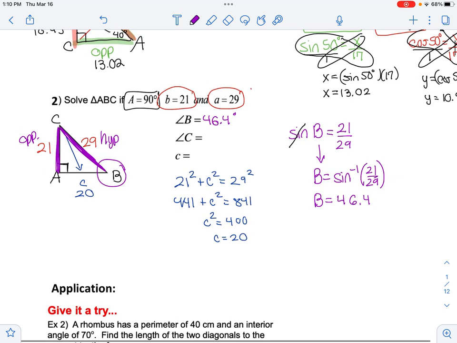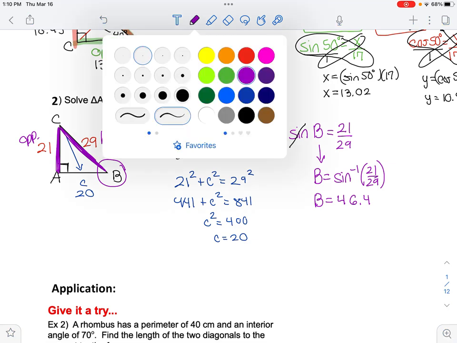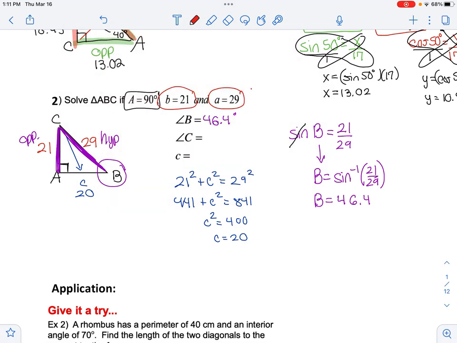Now, the nice thing about this one is with angles, you know that the three angles of a triangle have to add up to 180. You know that angle A is already 90, so these two angles have to add up to 90. So if you just subtract 90 minus that previous angle, you can actually get your missing angle a little bit faster. This one is just 43.6 degrees.